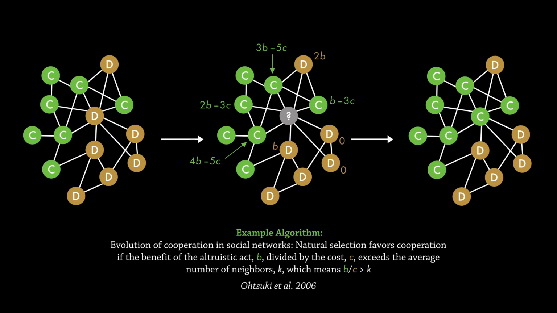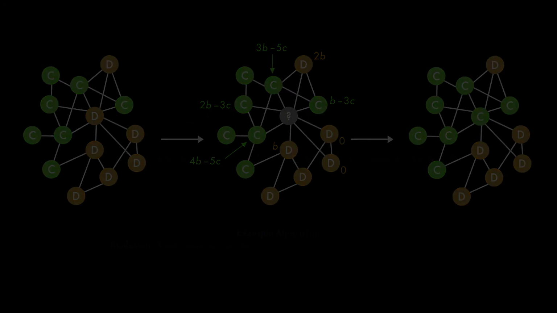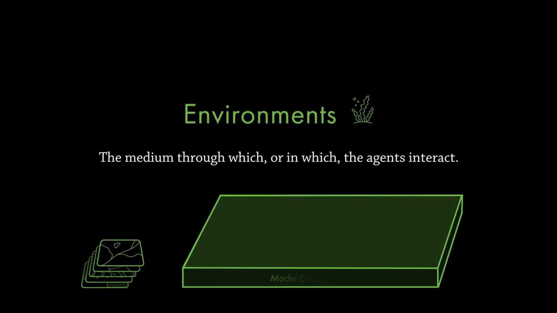In this example, any agent's decision to cooperate, marked with a C, or defect, marked with a D, is a function of the number of immediate connections to cooperating and defecting agents. This is an example algorithm of how social norms can propagate through a network.